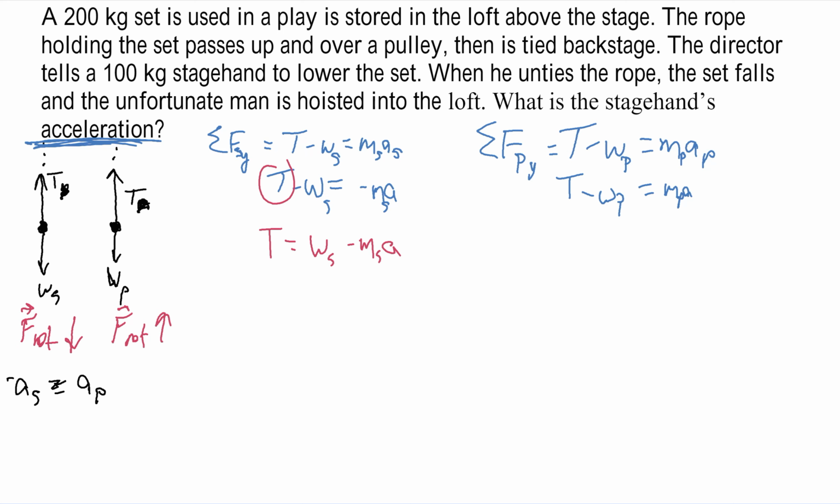So now I've solved for tension. I can substitute that into the other equation. The tension now in the other equation is the weight of the set minus the mass of the set times the acceleration. And then I have minus the weight of the person equals the mass of the person times the acceleration.